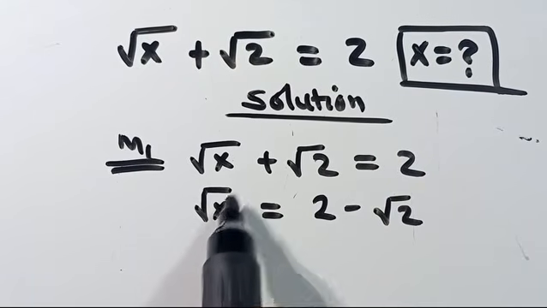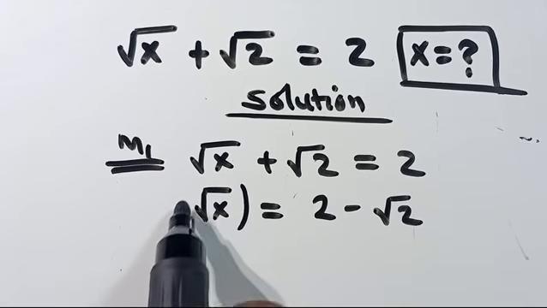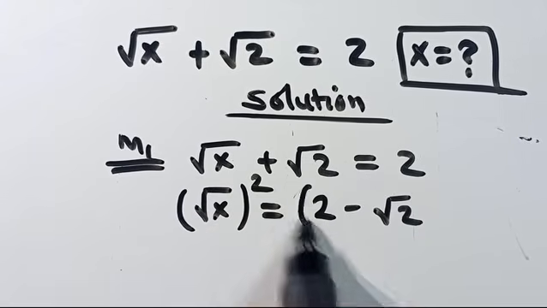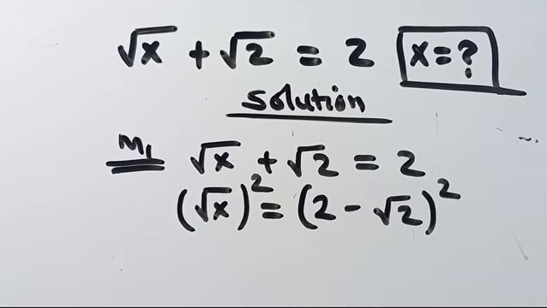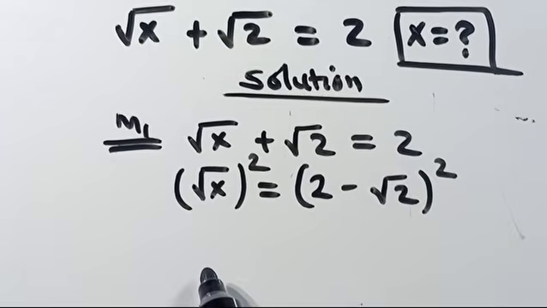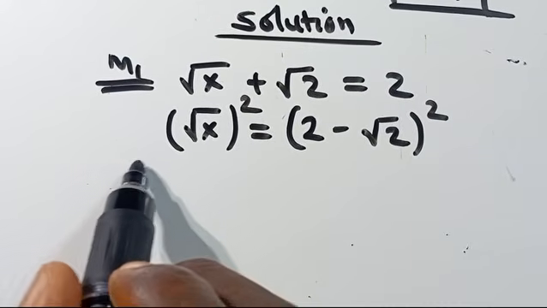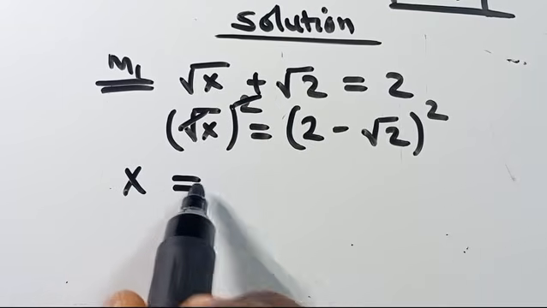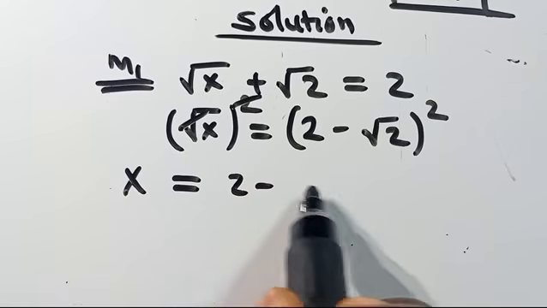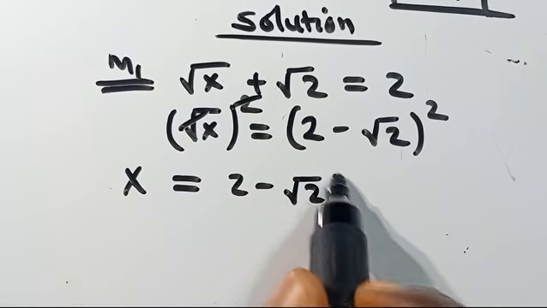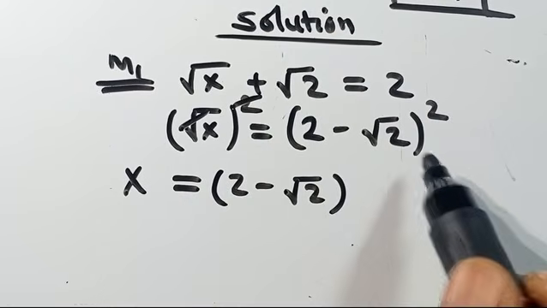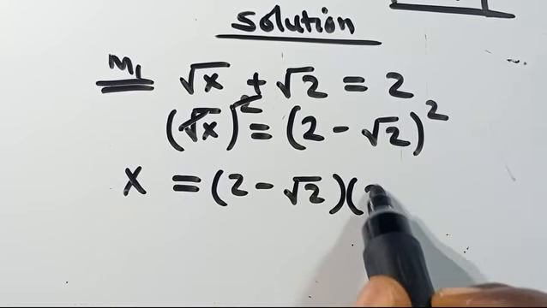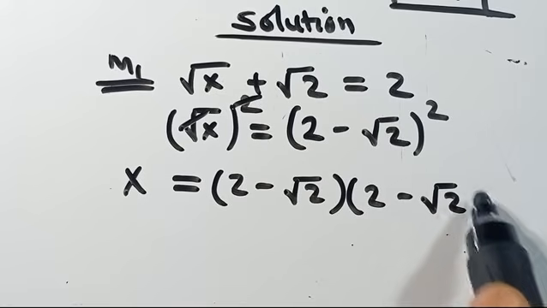So we are going to have here squared, and this side will be also squared. So when we have this, this cancels out this, we have x equals 2 minus root 2 squared. We can have it as 2 minus root 2.